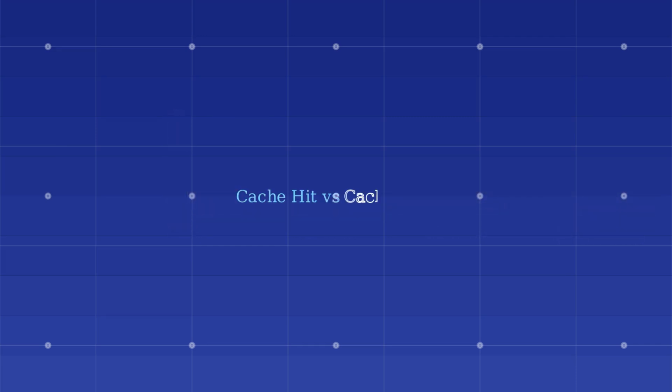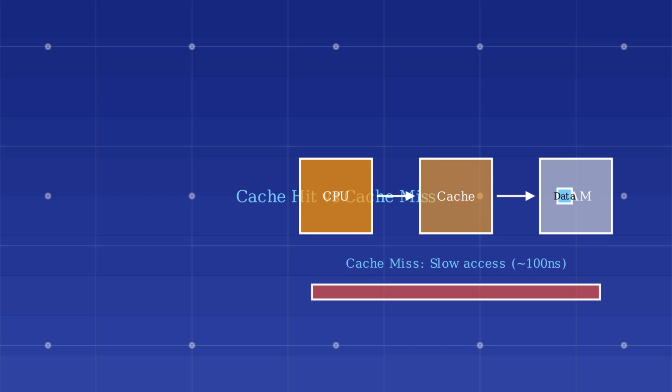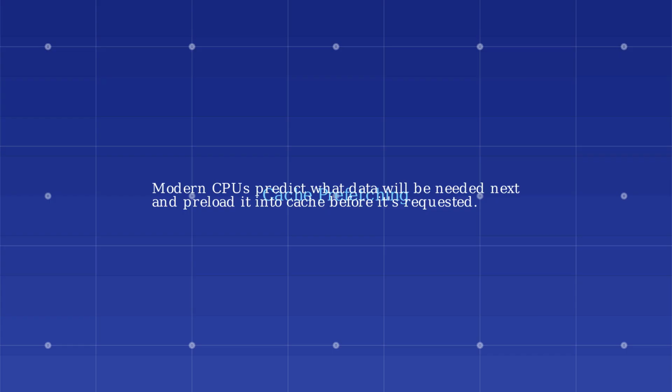When the CPU requests data, it first checks if the data is in cache. A cache hit occurs when the requested data is found in the cache, resulting in fast access. A cache miss occurs when the data isn't in the cache, forcing the system to retrieve it from slower main memory. Modern CPUs use sophisticated prefetching algorithms to predict what data will be needed next. By loading this data into cache preemptively, the system can often avoid cache misses, significantly improving performance.